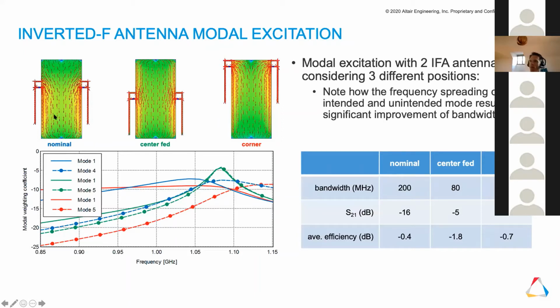And then we move to the nominal position, or finally to the corner position. You'll notice that there's a spreading of the modal weighting coefficient, and this has a very strong correlation to the bandwidth that we see for these cases. So for the corner case, where we have the largest bandwidth, we are able to excite mode 1 almost over the full bandwidth of the antenna, and there's a small contribution of, in this case, mode 5 in the upper band.